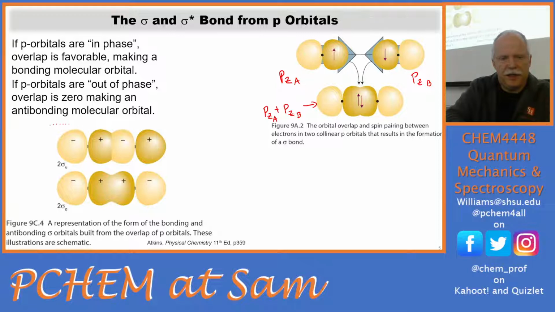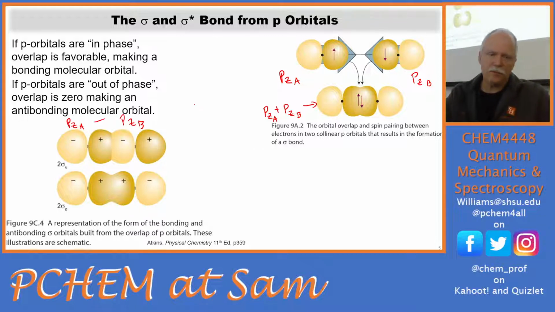But what we're going to say then over here, if this one is the plus, then this one over here is the minus. PZA minus PZB. And this one has a node in the middle. Although I really hate this picture. I used it out of the textbook, but it's kind of garbage because it really looks like they touch. Okay, and there really should be a node, a stronger node there. So I would draw this one like this.